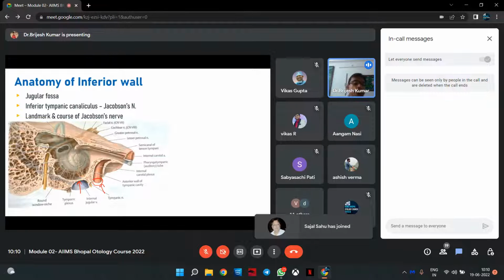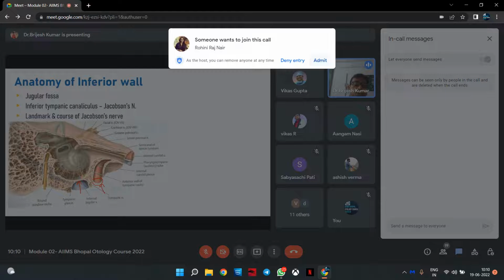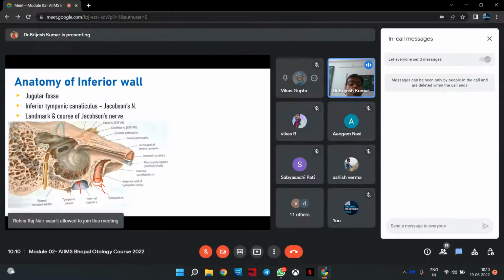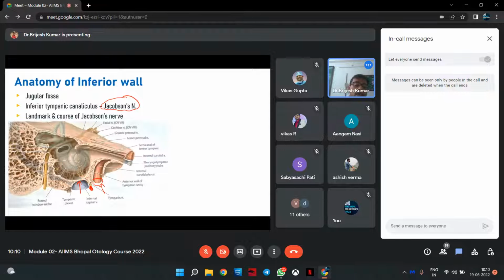And in between these two structures there is a tiny opening from which the tympanic branch of the glossopharyngeal nerve, which is also called the Jacobson's nerve, passes through and enters the middle ear cavity. Below this will be the inferior ganglion of the glossopharyngeal nerve, from which this tympanic branch will arise, and it enters the middle ear cavity through this canaliculus.